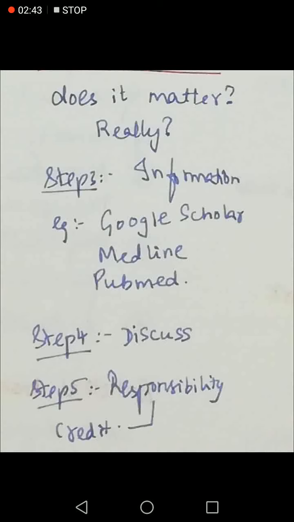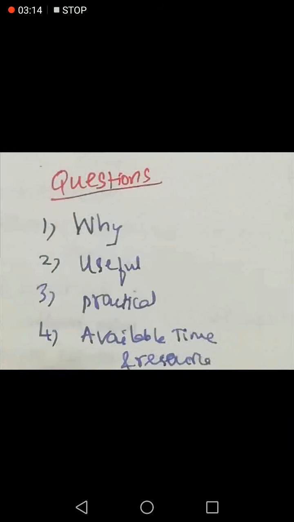Step 3 is to find out whatever information we can get. For example, we can get information through Google Scholar, Medline, and PubMed websites. Step 4 is to discuss with other peers who have conducted research on a similar topic. You can also approach professors and surgeons, etc. Step 5 is to discuss the responsibility. For example, if you're doing research with some person, you want to talk about the responsibility, who takes the credit, who does not take the credit, and so on.